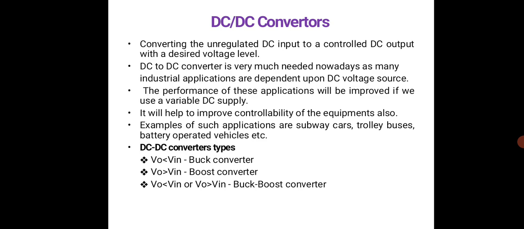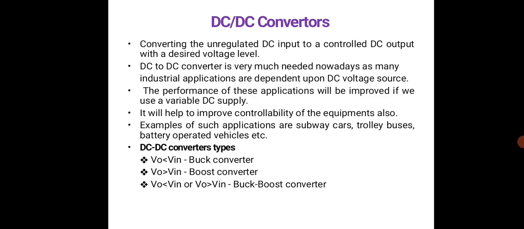A DC to DC converter converts an unregulated DC input to a controlled DC output with a desired voltage level. It is very much needed nowadays as many industrial applications are dependent upon a DC voltage source. The performance of these applications will be improved if we use a variable DC supply. It will also improve the controllability of the equipment. Examples of such applications are trolley buses, battery operated vehicles, etc.